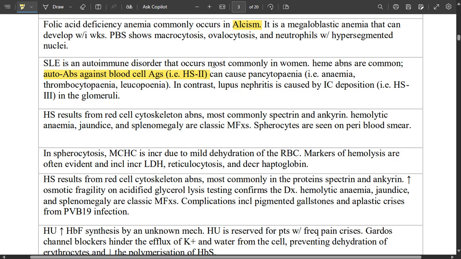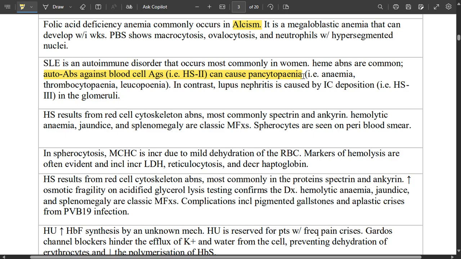I'm not sure. So yes, I think hereditary spherocytosis. So yeah, hereditary spherocytosis too. Okay, let's talk. Sickle cell anemia is also one of the causes of pancytopenia. Anemia, thrombocytopenia, and leukopenia can occur because of a decrease in all three blood cell lineages.